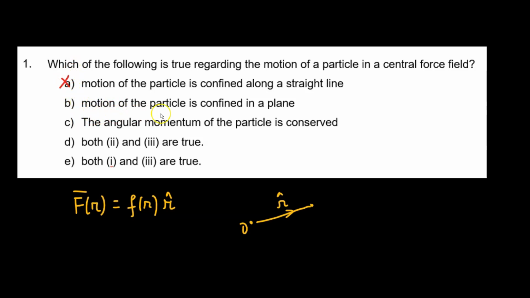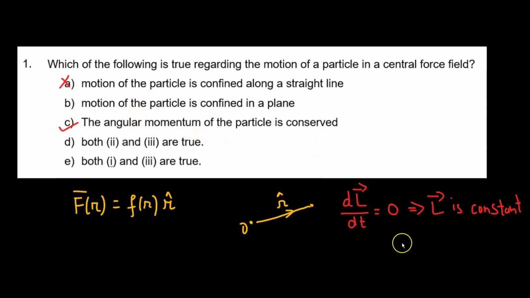Now coming to the second one, the motion of the particle is confined in a plane. That is actually true. Let's come to C as well: the angular momentum of the particle is conserved. This is true because for a central force, the rate of change of angular momentum is equal to 0, and this implies that our angular momentum is conserved, that means it is constant. When we say this is constant, the direction as well as the magnitude is fixed.